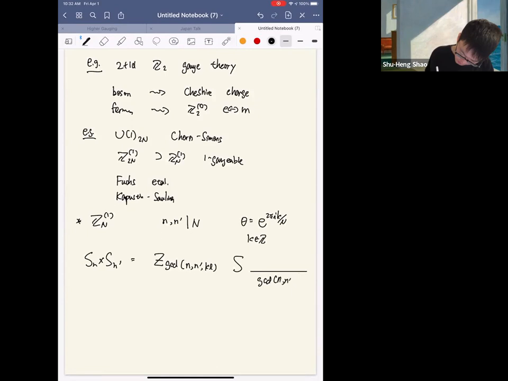I should really credit my collaborator, Sahang, for working out all this complicated GCD that I have no intuition of, unfortunately.